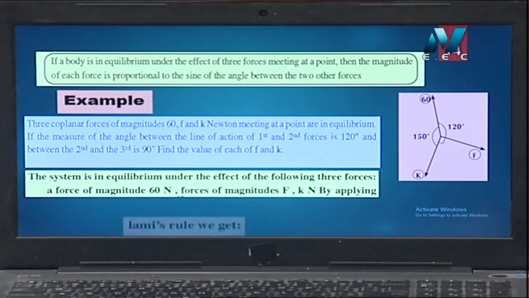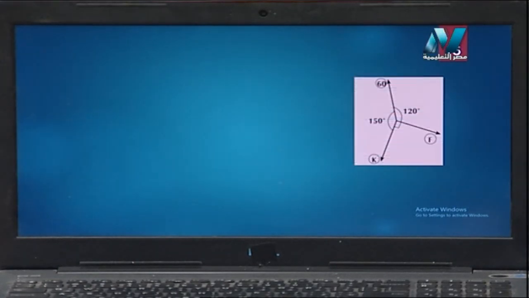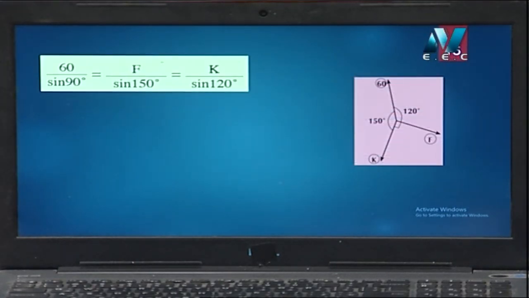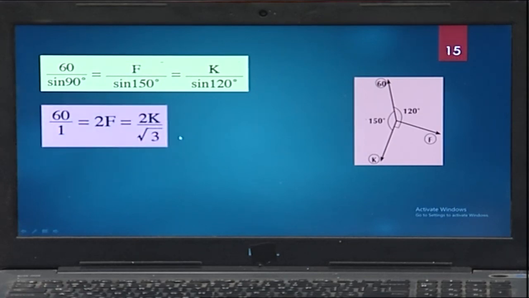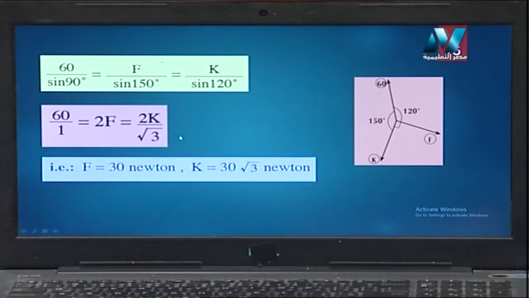By applying what, my dear students? Lami's rule, which is an easy rule for us. We get, if we divide 60 by sine 90, it will be equal to F over sine 150, which will be equal to K over sine 120. So, by using your calculator, you can find F by cross multiplication. Here, 60 equals F equals K over root 3, and F equals 30 Newton, and K equals 30 root 3 Newton.